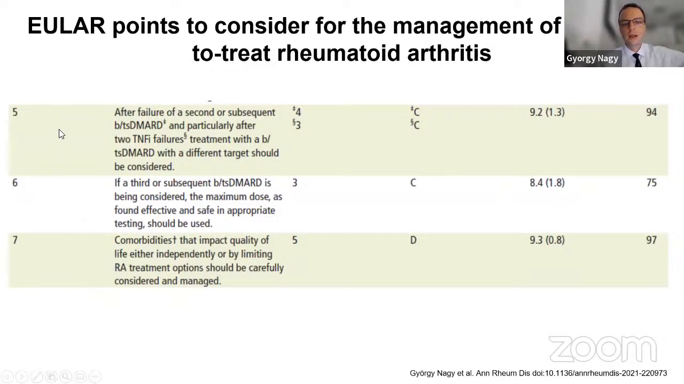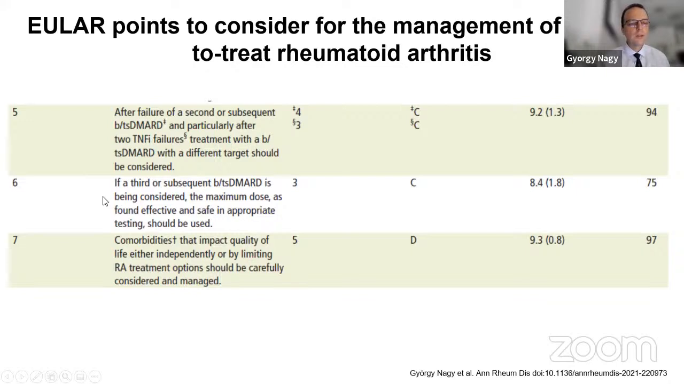For the fifth point, we come to pharmacological therapies, and this point says that after the failure of a second or subsequent biological or targeted synthetics, and particularly after two TNF failures, treatment with a biological or targeted synthetic with different targets should be considered. And this is very nicely complementary to the EULAR recommendations as well. And if you wish, we may say that we really try to encourage clinicians in case of difficult to treat rheumatoid arthritis to switch to another targeted therapy with a different mode of action.